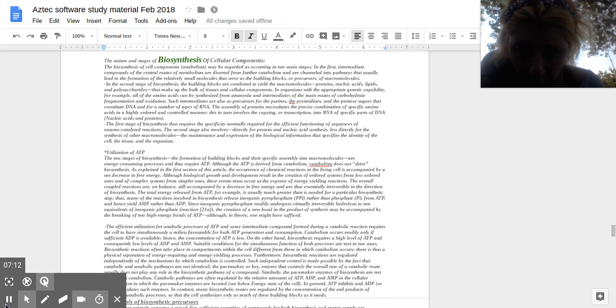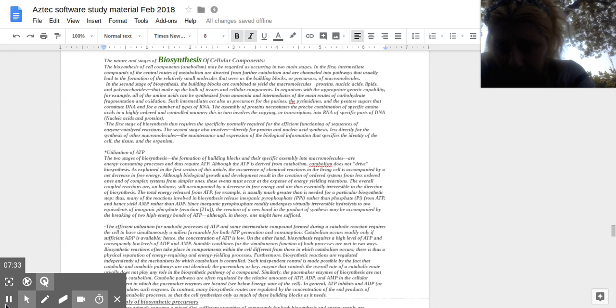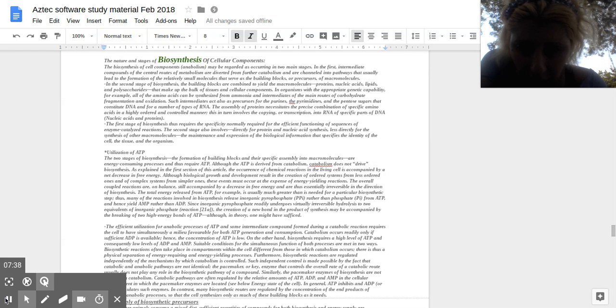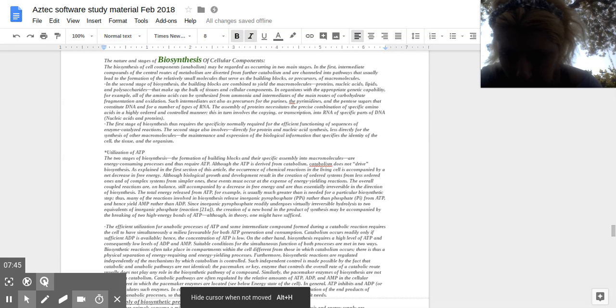Although biological growth and development results in the creation of ordered systems from less ordered ones, and of complex systems from simpler ones, these events must occur at the expense of energy-yielding reactions. The overall coupled reactions are, on balance, still accompanied by a decrease in free energy and are thus essentially irreversible in the direction of biosynthesis.